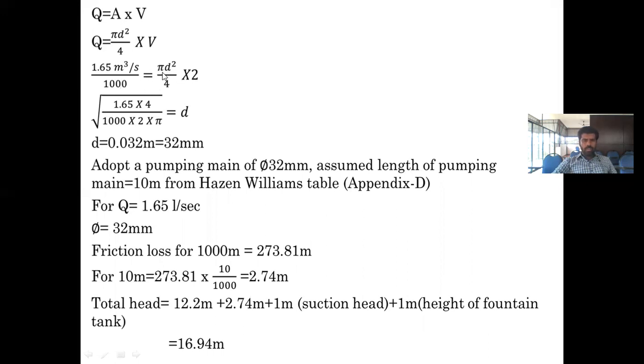So from this, can you easily find the D value? D will be root of 1.65 into 4 divided by 1000 into pi into 2. So that is the diameter. You will get 0.032 meter, which is 32 mm. So the pumping main diameter is 32 mm. The flow rate is 1.65 by 1000 meter cube per second.